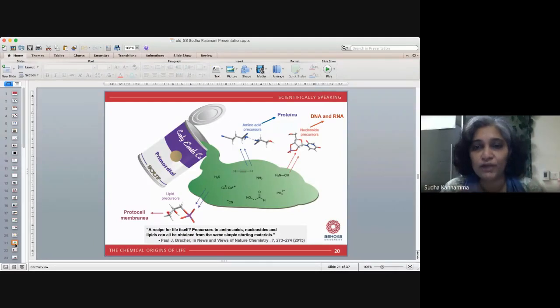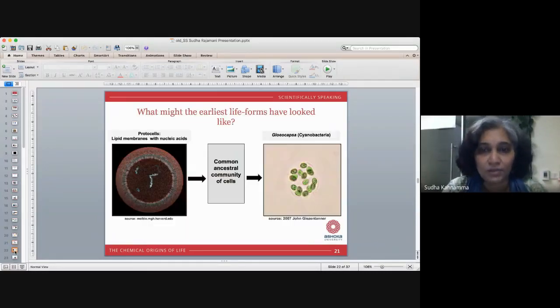And after all these decades of work from 53 onwards, the field is at a stage now where we have been able to figure out that from the same set of starting ingredients, you can make amino acid precursors, which essentially will lead to the class of biomolecules called proteins. You can make the fundamental precursors that make up your DNA and RNA. In this case, it's nucleosides, which is your nitrogenous base and the sugar minus the phosphate. And you can also make lipid precursors, which go on to make your membranes. So this is where we are now in terms of understanding of prebiotic chemistry.